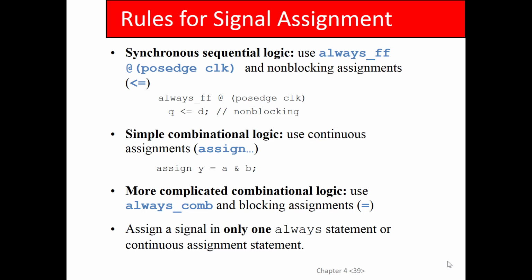If you want to do more complicated combinational logic, a good example of that is that 7-segment decoder that I showed you. A 7-segment decoder is a little bit too much for an always statement. You could do it in an always statement, but it wouldn't be very readable. Then use an always comb with blocking assignments.